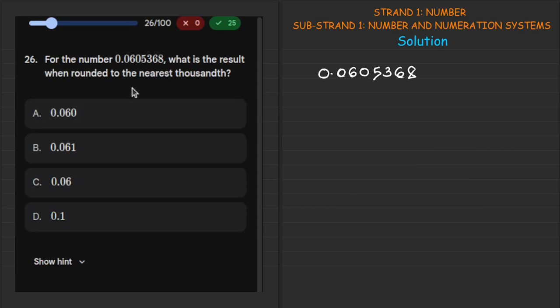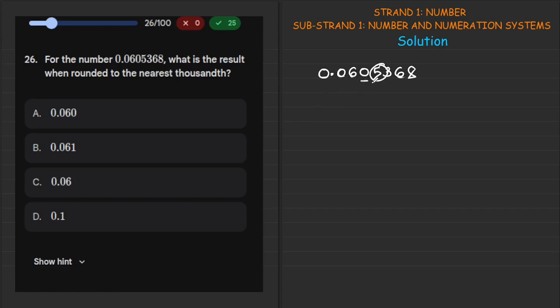Question number 26. It says for the number 0.0605368, what is the result when rounded to the nearest thousandth? And I do expect that for these questions, you should be conversant with them and not wait for my solution. Okay. So we are rounding to the nearest thousandth. This is the 10th, and then this is the 100th, and then this is the 1000th.